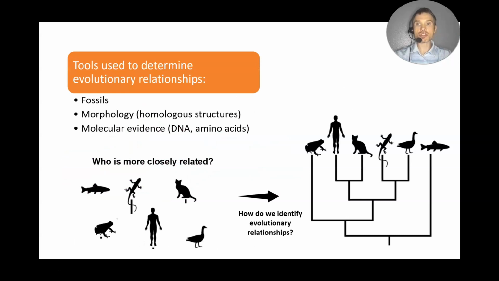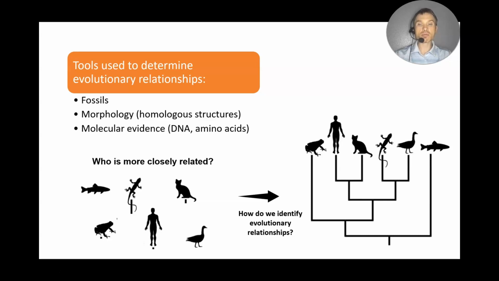So what are the tools used to determine evolutionary relationships? Well, we discussed those in the last presentation, and those include fossil records, morphology, such as homologous structures, and then the molecular evidence, such as DNA and the amino acid sequence. What this basically allows us to do is take different species, such as I have shown here in the bottom left, the fish, the frog, the human, the duck, the cat, and the lizard, and it allows us to organize or arrange these species based upon our evolutionary relationship.